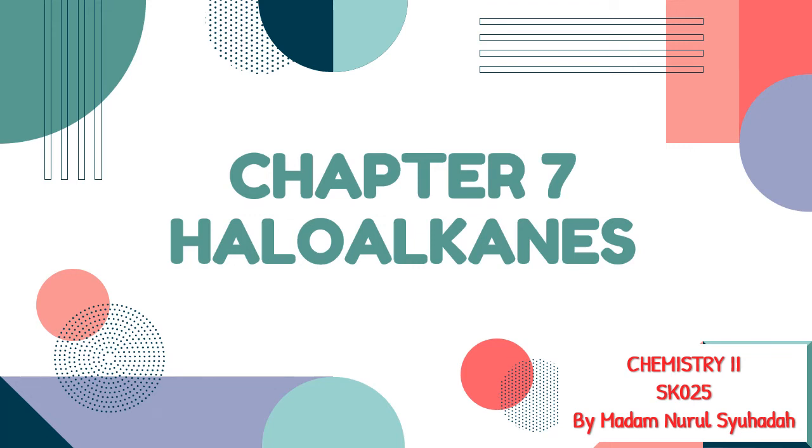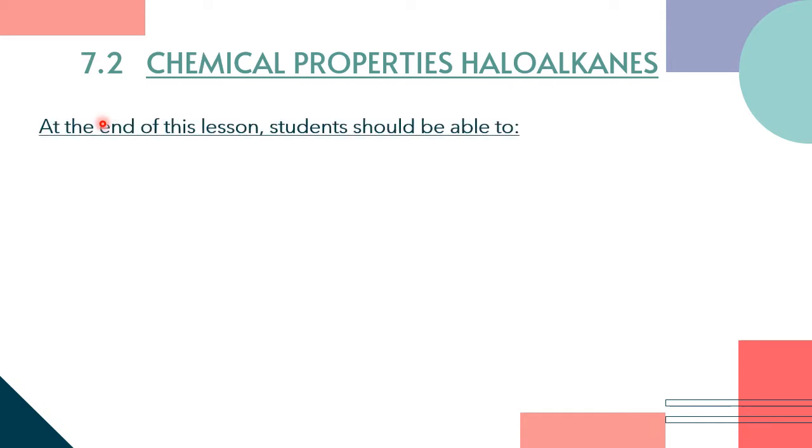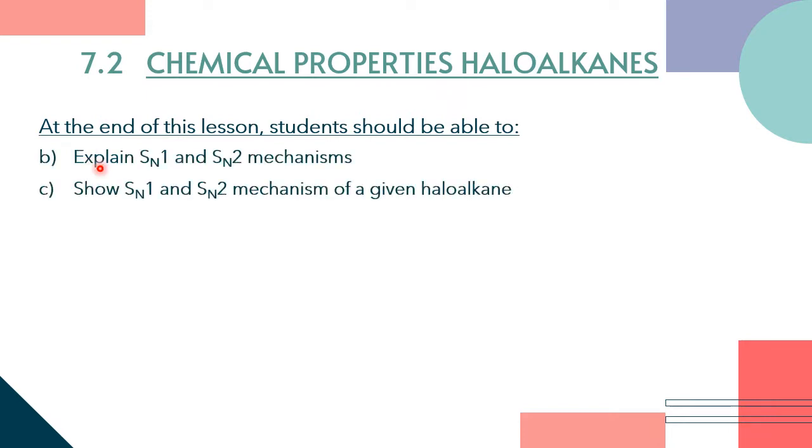Assalamualaikum. Hi everyone. So this is a video for chapter 7 Haloalkanes. In this video, we're going to discuss subtopic 7.2, chemical properties of haloalkanes, and at the end of this lesson you should be able to explain SN1 and SN2 mechanisms and show the SN1 and SN2 mechanism of a given haloalkane. So now let's start.